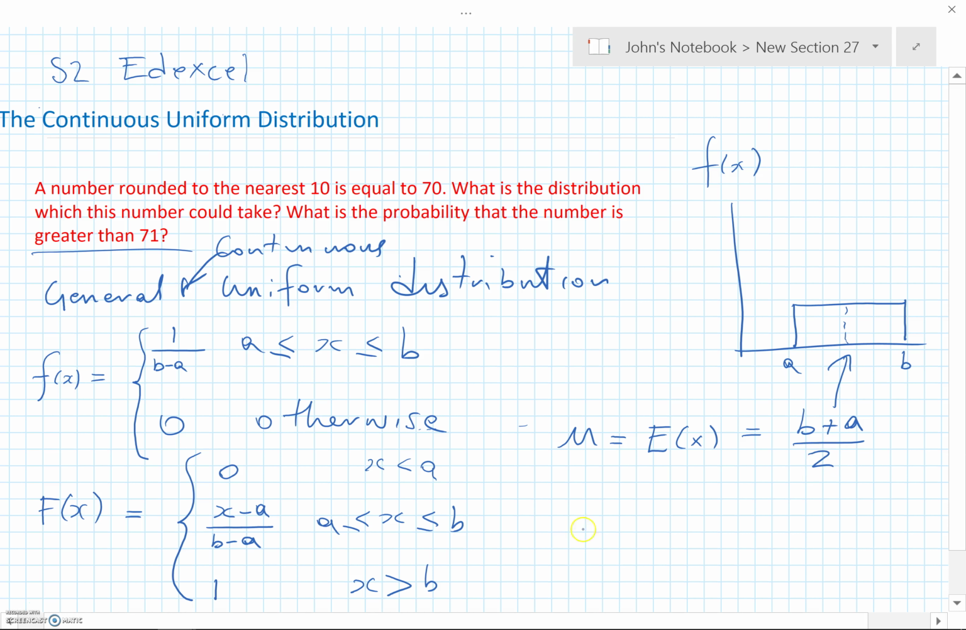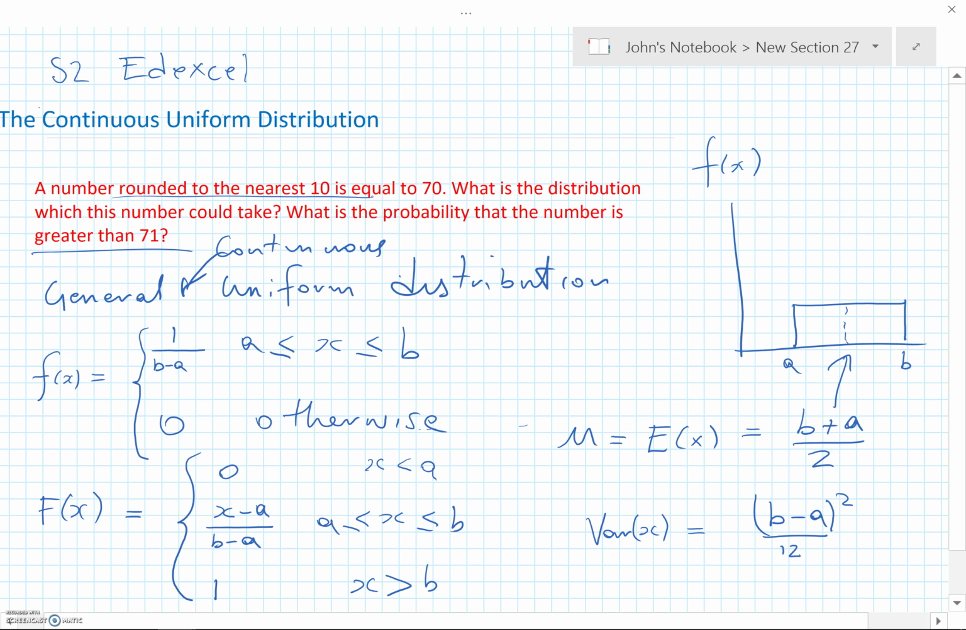Now the variance, I'm going to have to show this in a separate video because it involves a bit more work. It's going to take probably as long as it's taken me to do this now. The variance of X, these are given in the Edexcel formulae, by the way, is equal to this. Okay, so that's a continuous uniform distribution. That's all it is. We've seen an example of it.